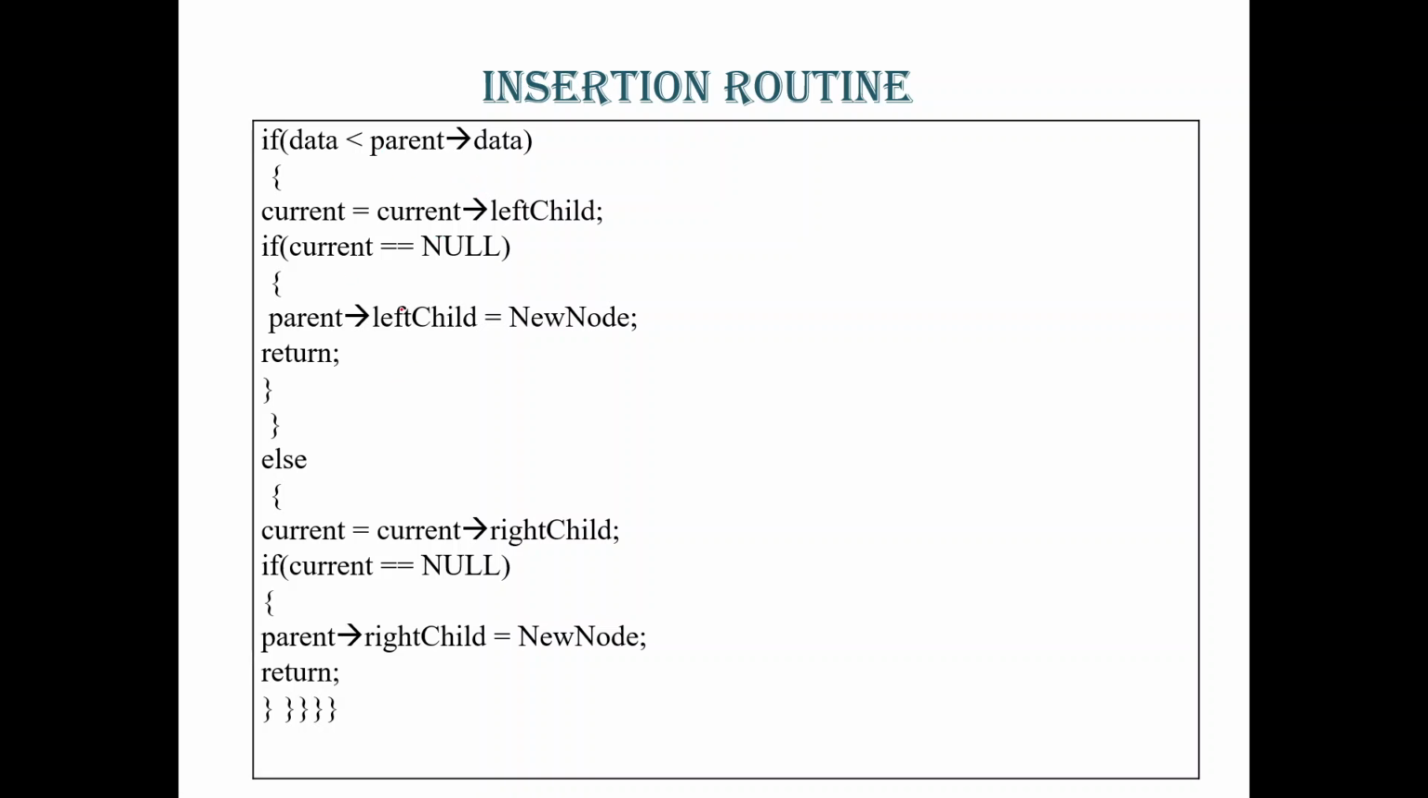So towards the left child, the root of the left tree I'll be storing in current. If current is null, then I can insert that new node as the left child. Otherwise, if the data is greater, then I'll go to the right side. The right of the current node I'll be storing into current. Then I'll check whether current is equal to null. If it is null, I can just put the data inside.